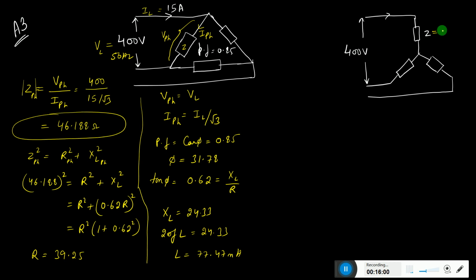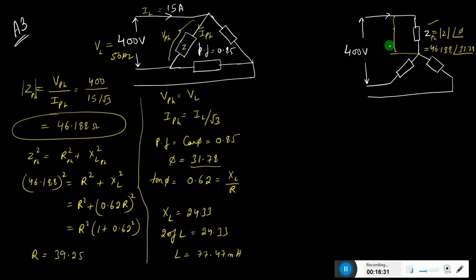So we can write Z as a magnitude and the angle phi. Here the value of Z is 46.188 and the angle phi is 31.78. The per phase quantity we know. Now, if we have the per phase quantity, we have to find the phase voltage.